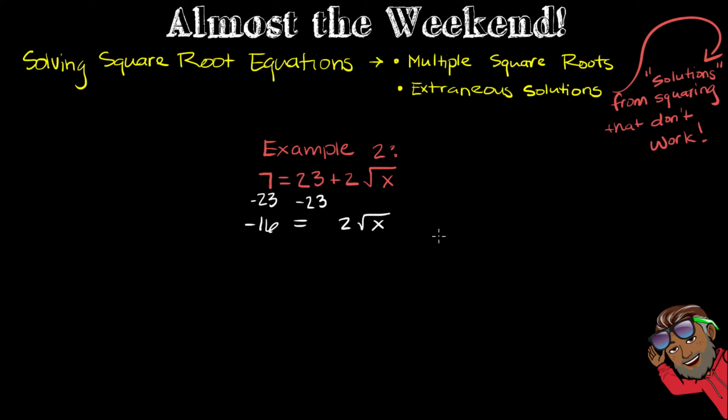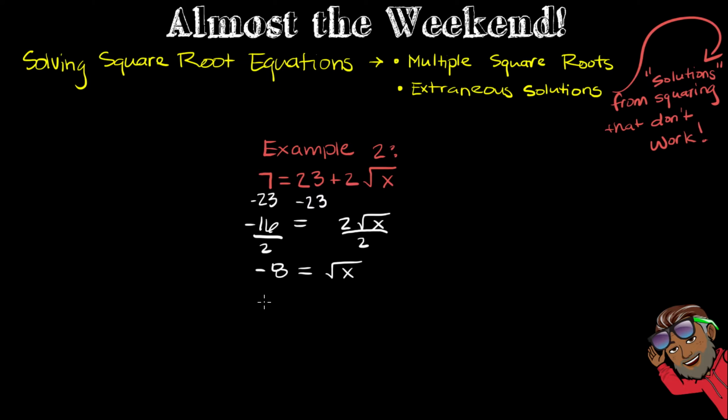Now from here, you're going to want to isolate the square root by dividing by 2. So we're going to get the square root of x by itself on the right side by dividing by 2. Divide 2 to both sides to balance it, and we get negative 8 is equal to the square root of x. All right, so from here, we're going to square both sides of the equation to get rid of that square.